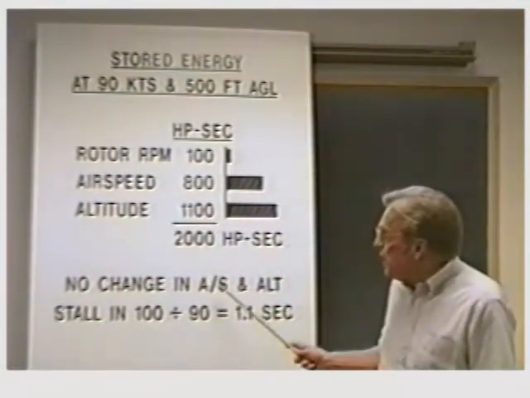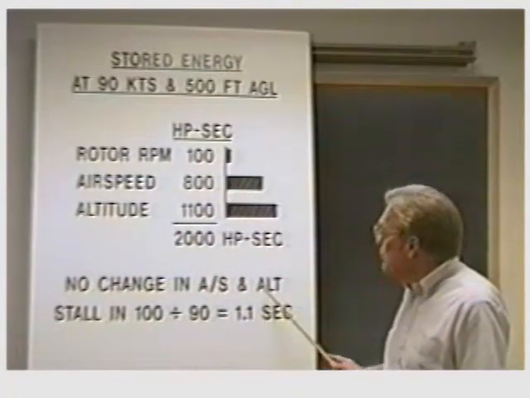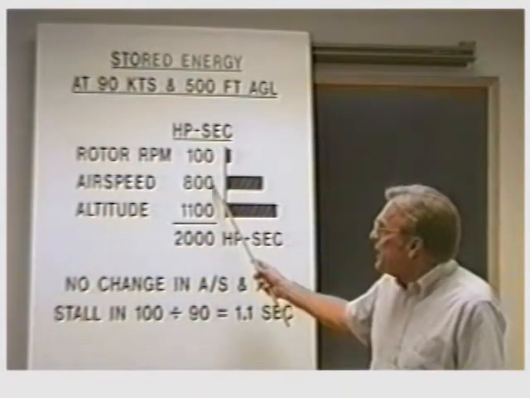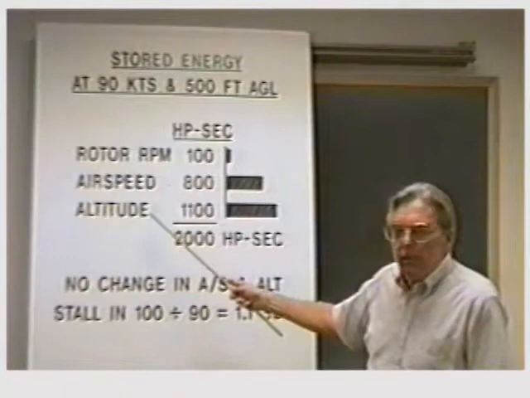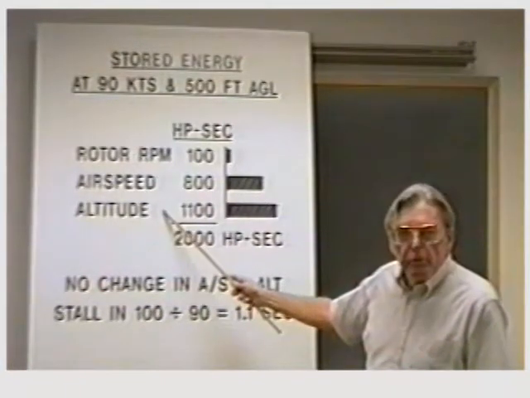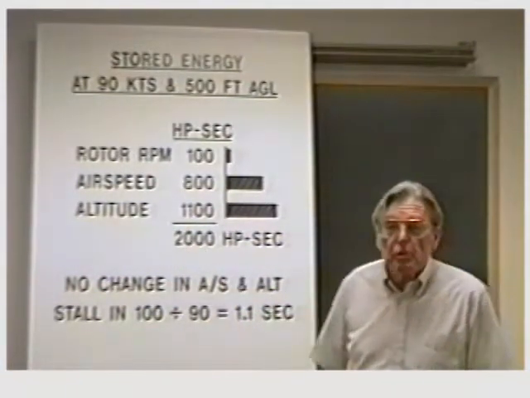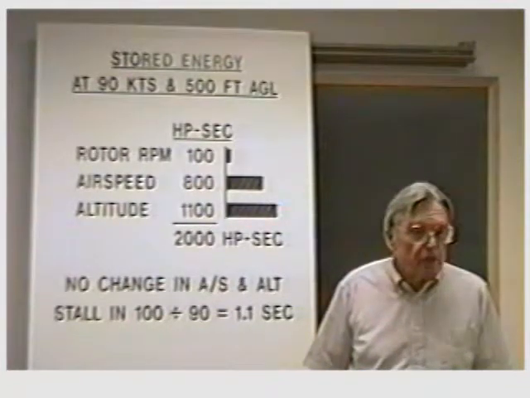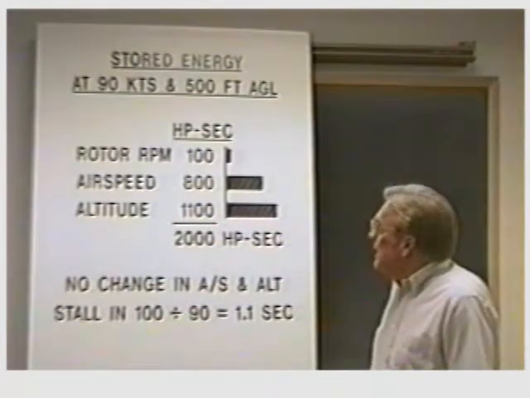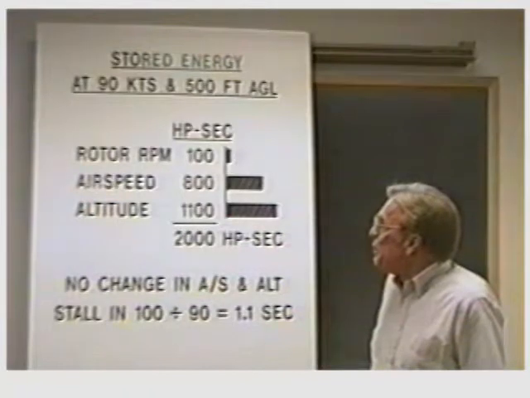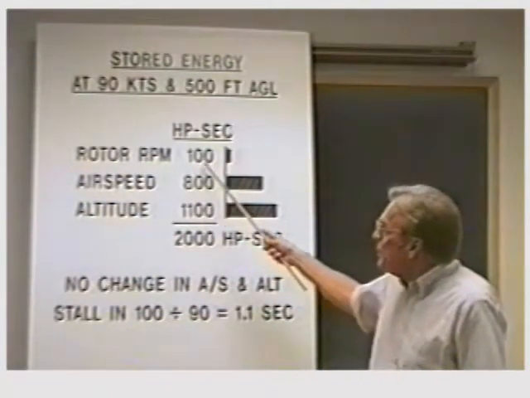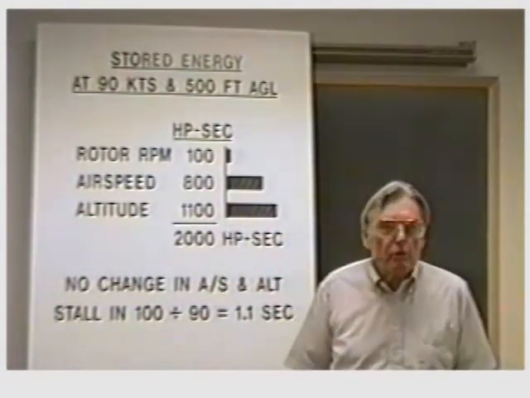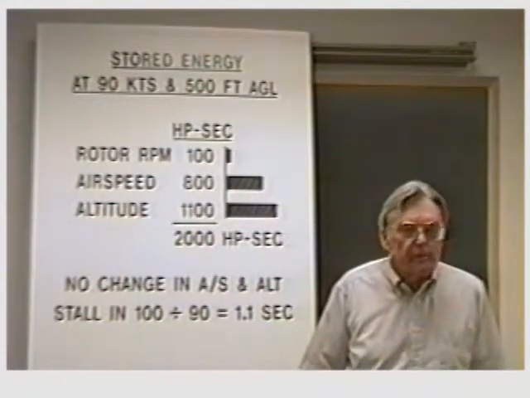So if he did not allow either his airspeed or his altitude to change, then he would not get any energy from airspeed nor any energy from altitude. Because to get energy from those storage bins, you must allow them to change. In that case, all of the energy that would be required would have to come from his rotor RPM, where he only has 100 horsepower seconds stored.